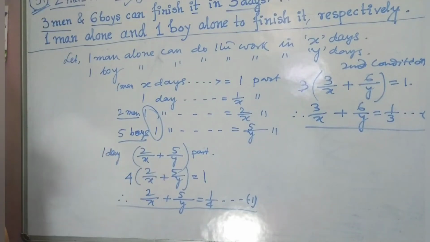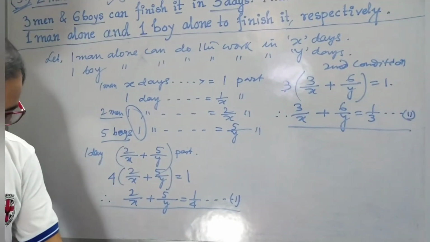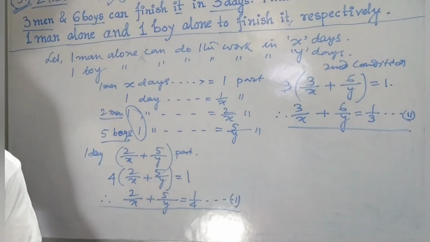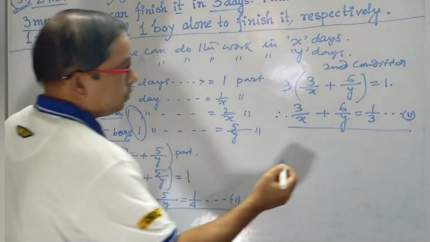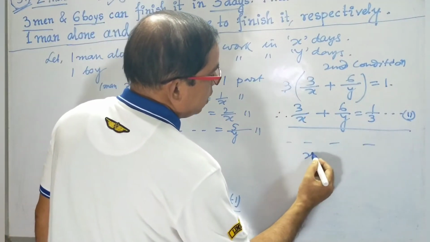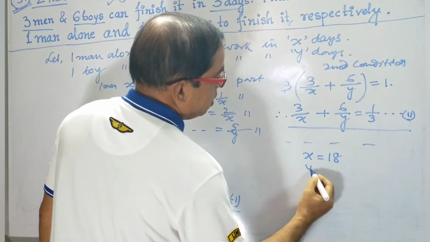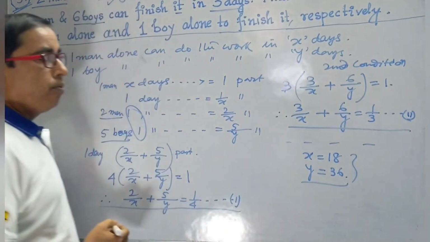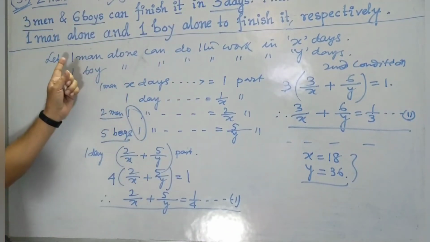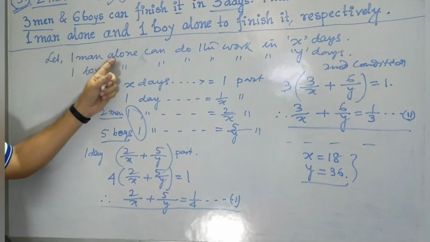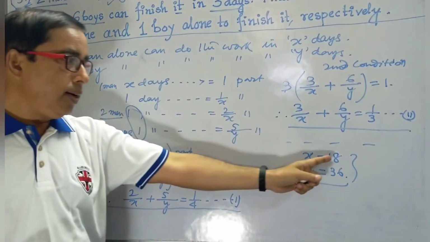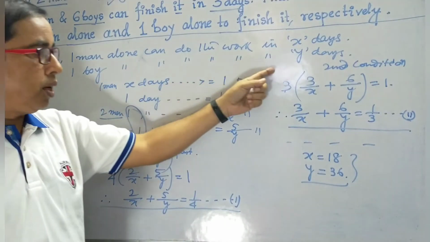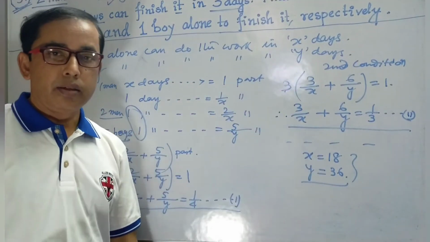In the previous exercises, you have solved this type of equations. By the elimination method, you can solve this and you will get the value of y as 36 and x as 18. After solving that, you will get x equals 18, y equals 36. Is this the answer? No. The answer will be like this: one man alone can do the work in 18 days and one boy alone can do the work in 36 days. Okay?